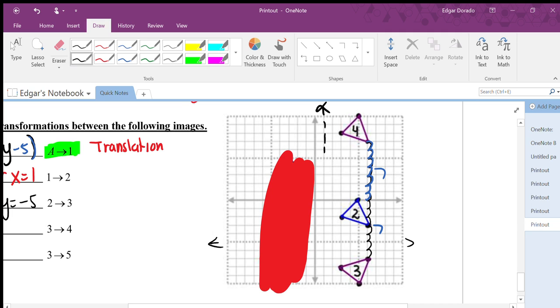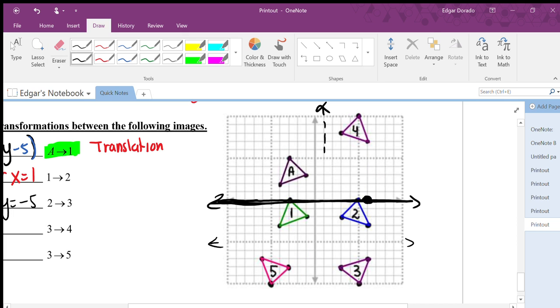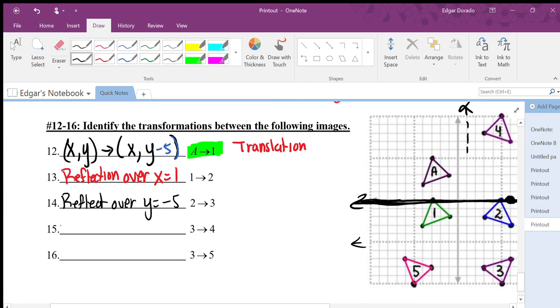This is the midpoint. So really my line of reflection is going to be right here. And look at that, that's actually right on the x-axis. So my line of reflection here is going to be the x-axis. So reflection over the x-axis.